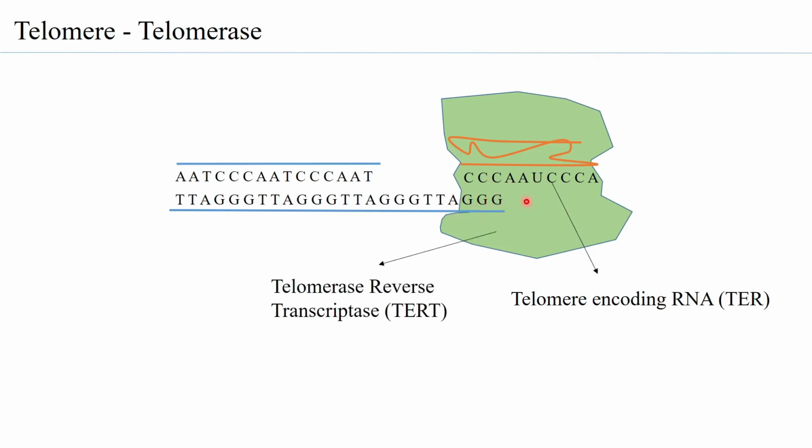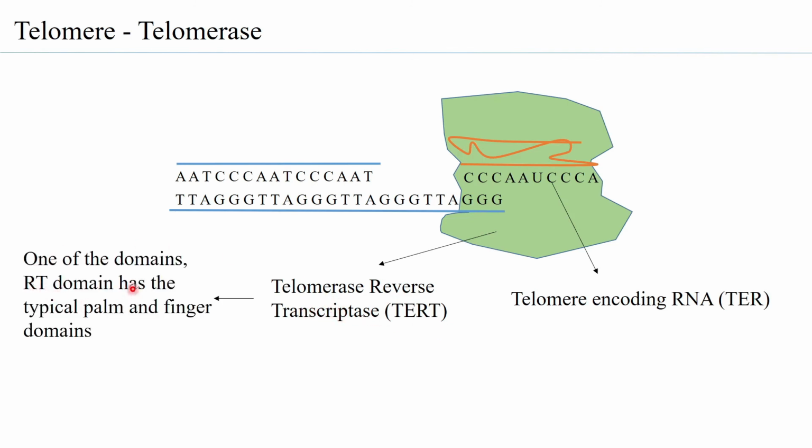The telomerase has a subunit which is acting as a reverse transcriptase. This subunit is called the telomerase reverse transcriptase, TERT, and it has been observed that one of the domains, the reverse transcription domain, has the typical palm and finger domains as in DNA polymerase 1. The DNA polymerases have a typical palm-like structure, so that is observed even with the telomerase. Therefore, this reverse transcriptase equips the telomerase to actually use the RNA as a template and synthesize the DNA.